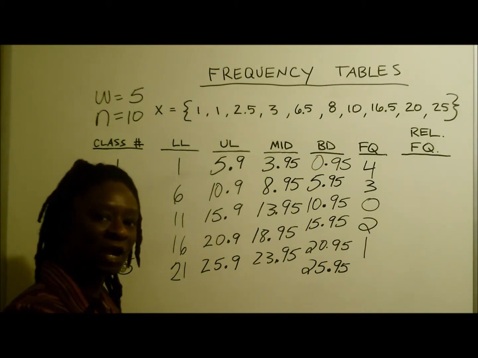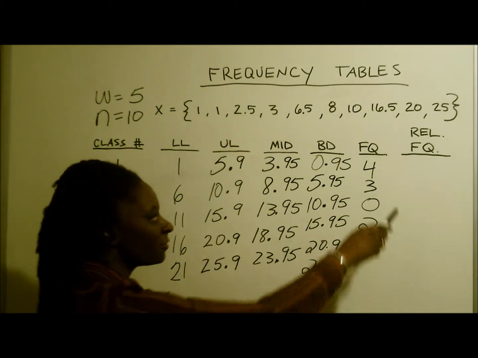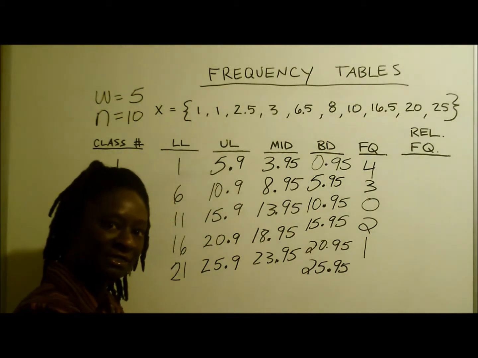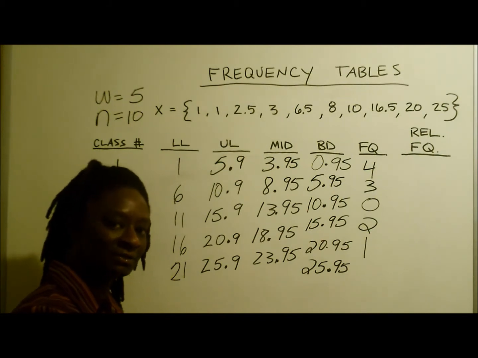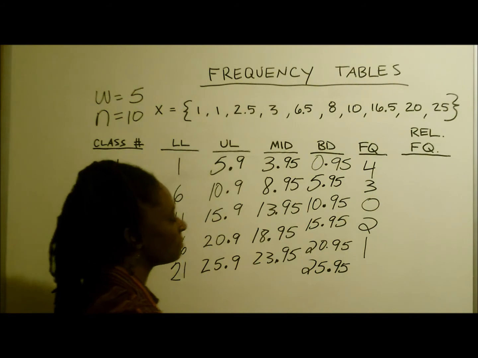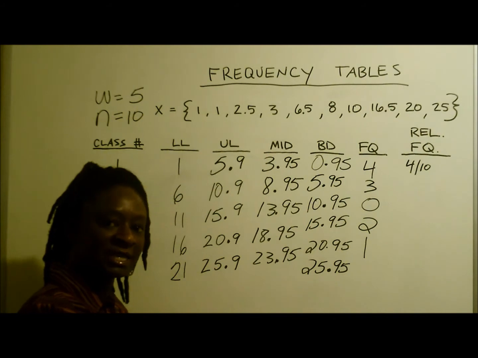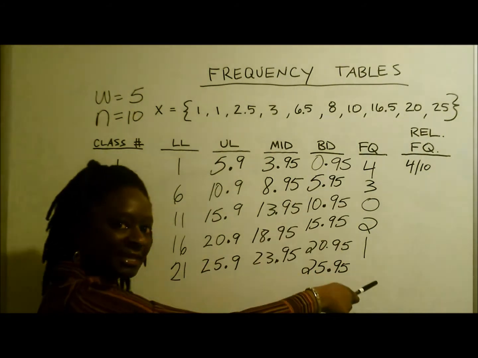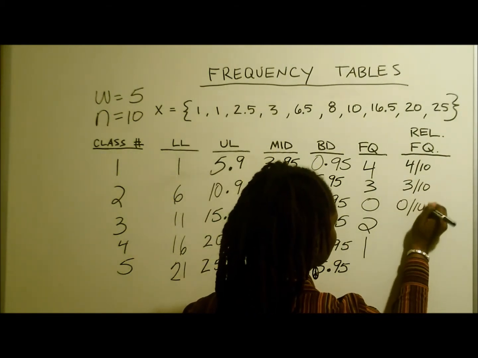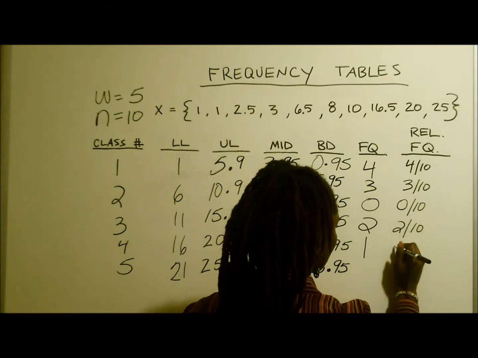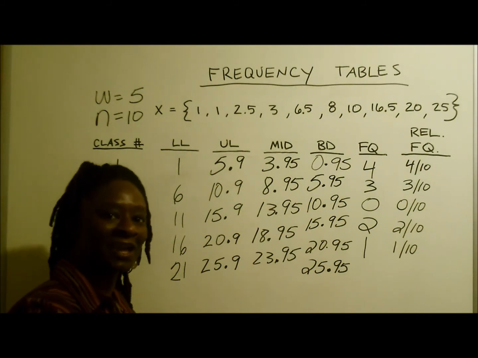Our final step is to find our relative frequency. This is real simple. All we have to do is take our regular frequency and set it over our sample size. Relative frequency can be listed as a decimal or a fraction. I'm going to use fractions. So our first relative frequency is 4 out of 10. And we just follow the list down. 3 out of 10, 0 out of 10, 2 out of 10, and 1 out of 10. And this is how you set a frequency table.